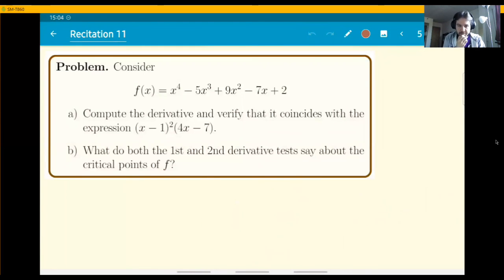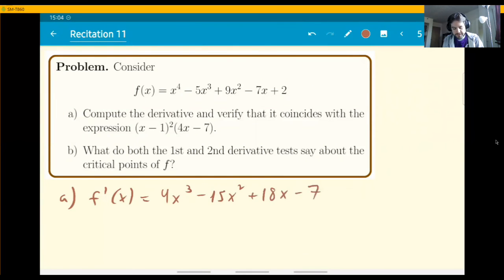Okay, now here is the other example that I had mentioned. It's very similar, another polynomial. Item A is saying compute the derivative and verify that it coincides with this expression here. Essentially, they are trying to tell us what the factorization is going to be. Because if you compute f prime, 4x cubed minus 15x squared plus 18x minus 7, you know that you're going to need to find the zeros of this later. That's going to be pretty much impossible if you don't know how to factor this polynomial.